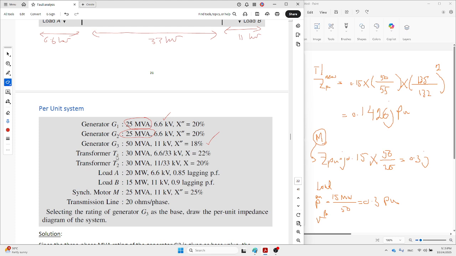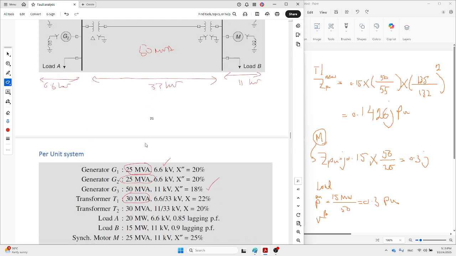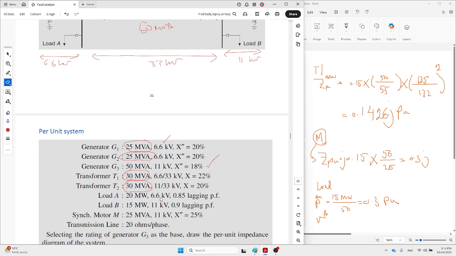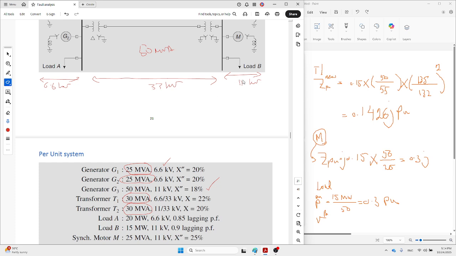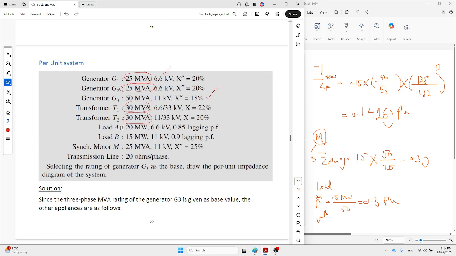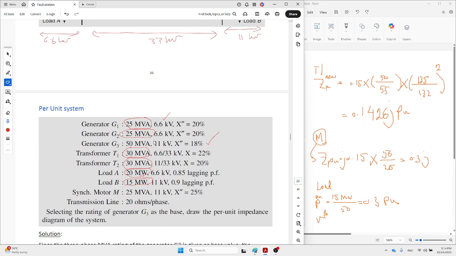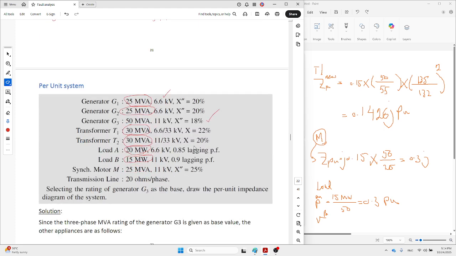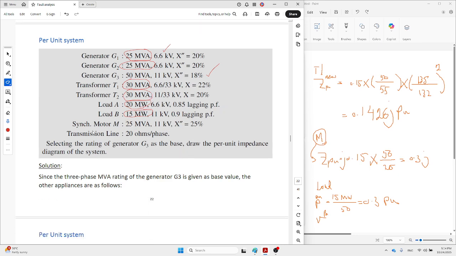Transformer number 1: the given S is 30, which must be 50. Again, for transformer number 2, the same thing. The voltage level is correct, because the value of the transformer is chosen for the V base. Then loads, as you can see, the P is not the same. And the voltage 6.6 for load A is correct, and 11 for this side is again correct. Cos phi is also okay.